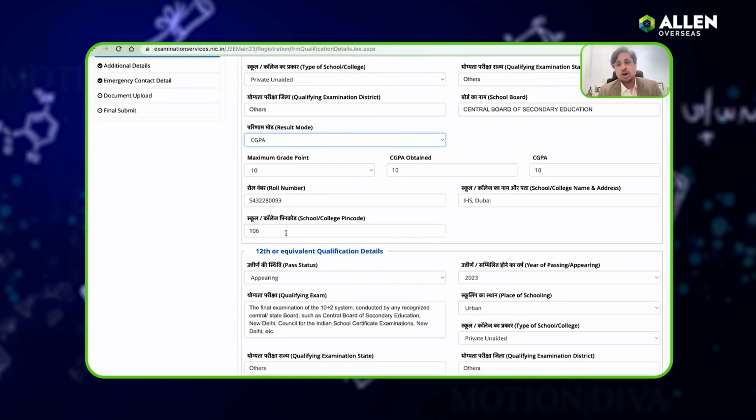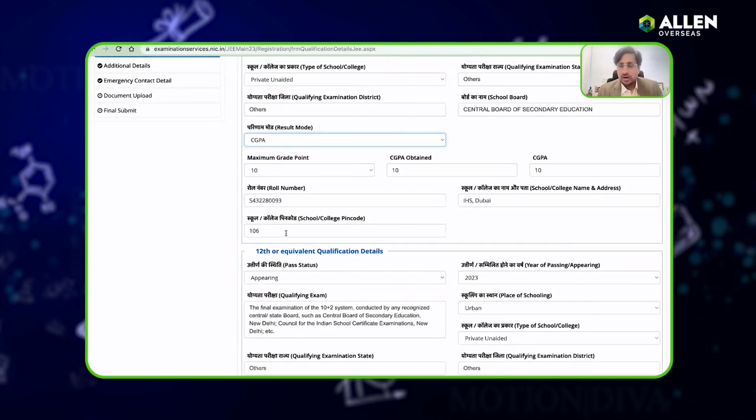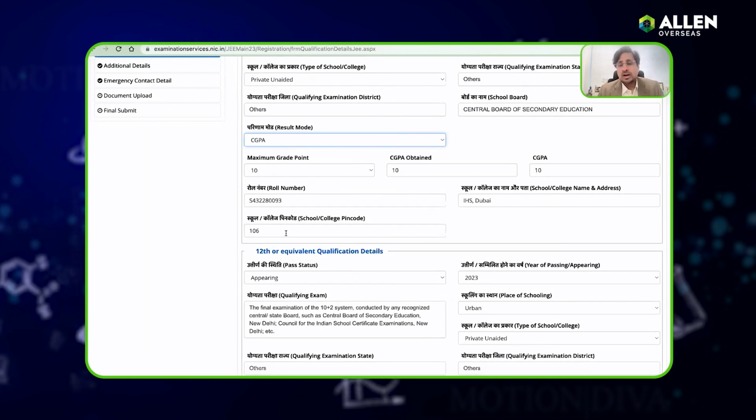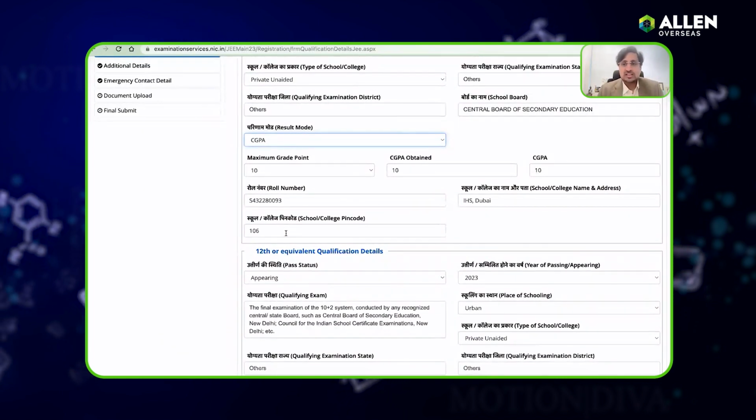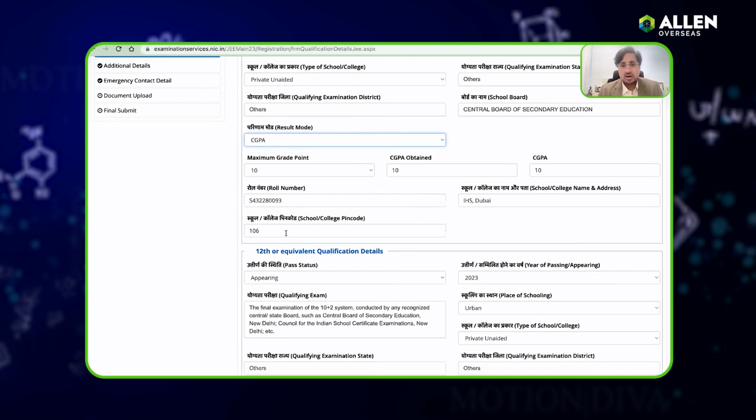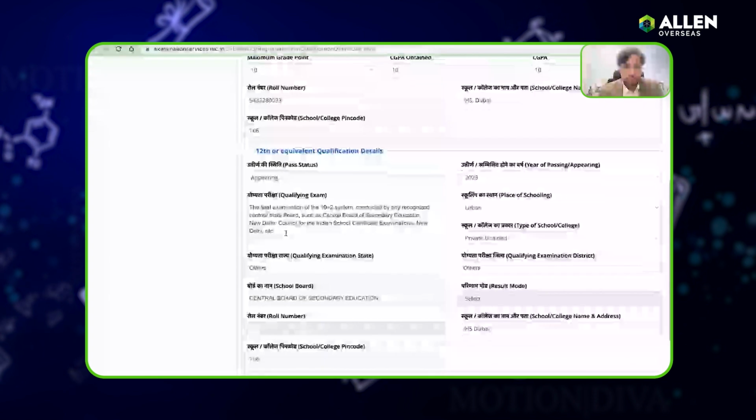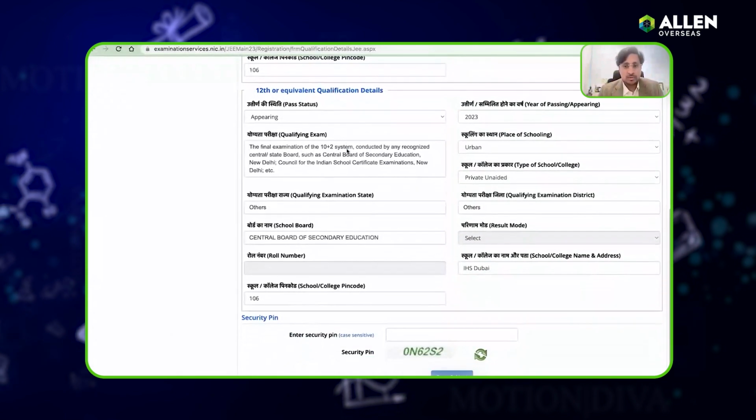So you can select that, or the PO box of the school also, you can fill it up. It won't prompt you that this is wrong. It won't just let you fill 000 or anything which is a null value. Now coming to the 12th board examination.